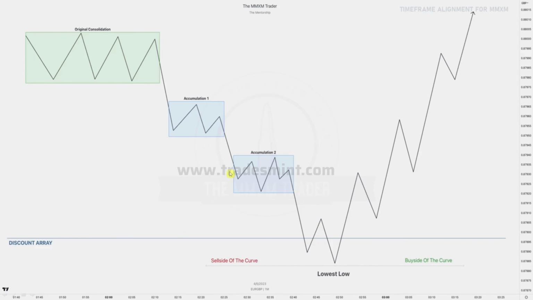Not earlier, we need to hit a key level. If you want to see a market maker buy model, we need to hit a discount array. So we've got this sell side of the curve over here, having our highest high up here and our lowest low down here, and then once we break structure upwards, after hitting that key level, right, we can go into buy side of the curve.